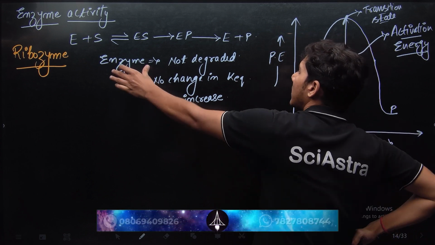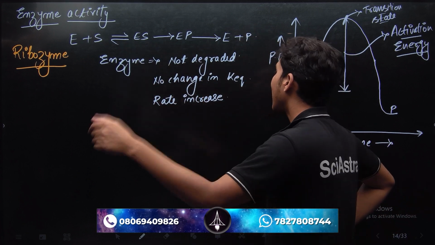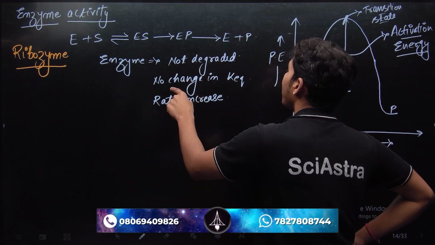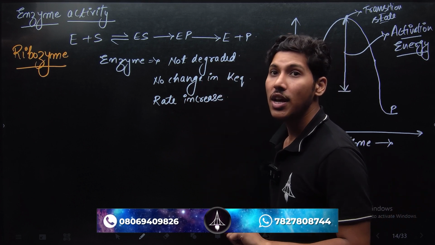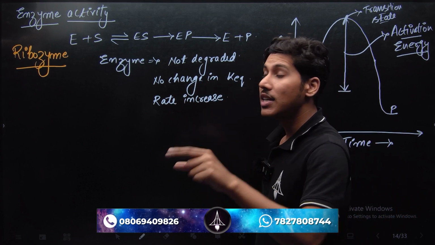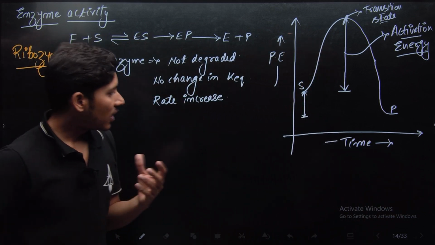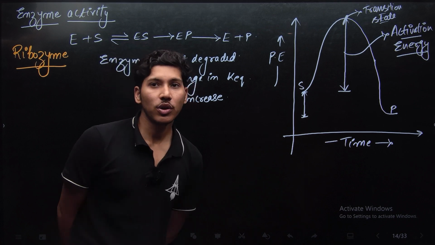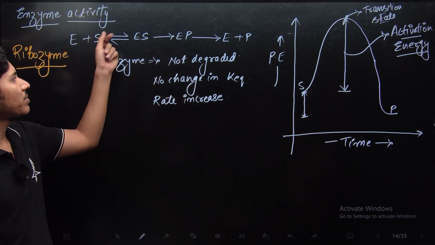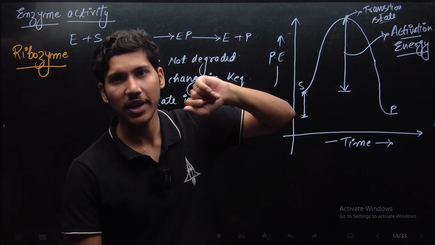One property of enzyme is that it is not degraded in this whole reaction. Second property is that enzymes do not change the equilibrium constant of any reaction, but they increase the rate of the reaction. Clear? So this is the thing. Now, enzyme reacts with substrate to form an enzyme substrate complex, then the product will get separated here.